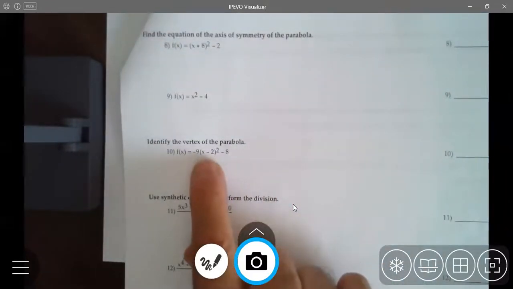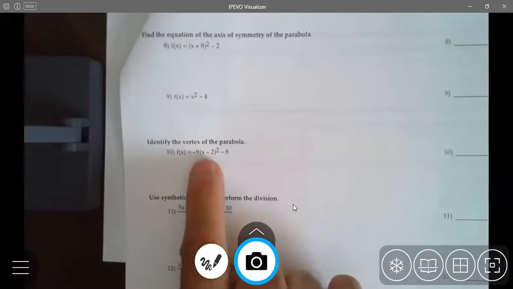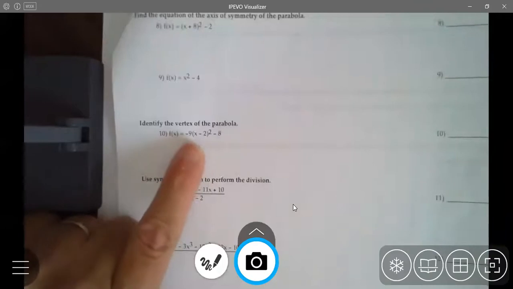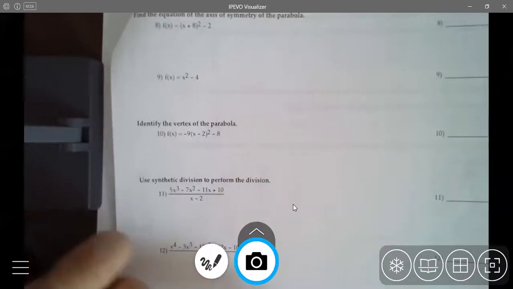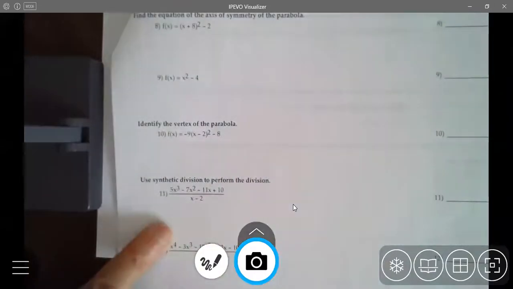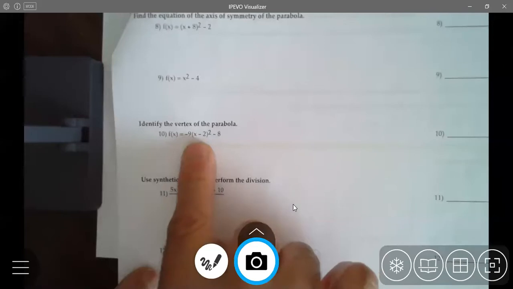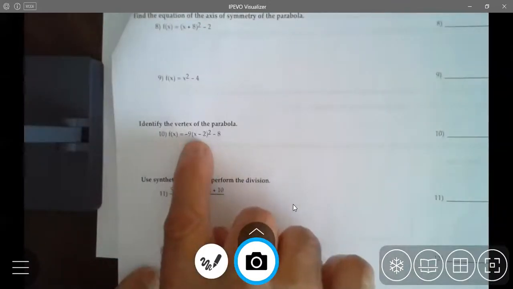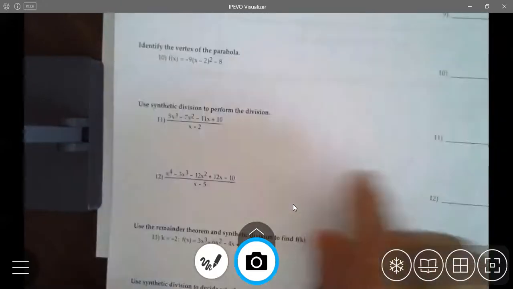Okay. So find the vertex. You could use transformation here. Do we need to go over that, or are you okay? The vertex one, yeah, I'm good with that one. Okay. So it'd just be 2, -8, because it'll be opposite of what's inside. So the vertex is 2, -8. We good there? Yeah. Okay. Use synthetic division.